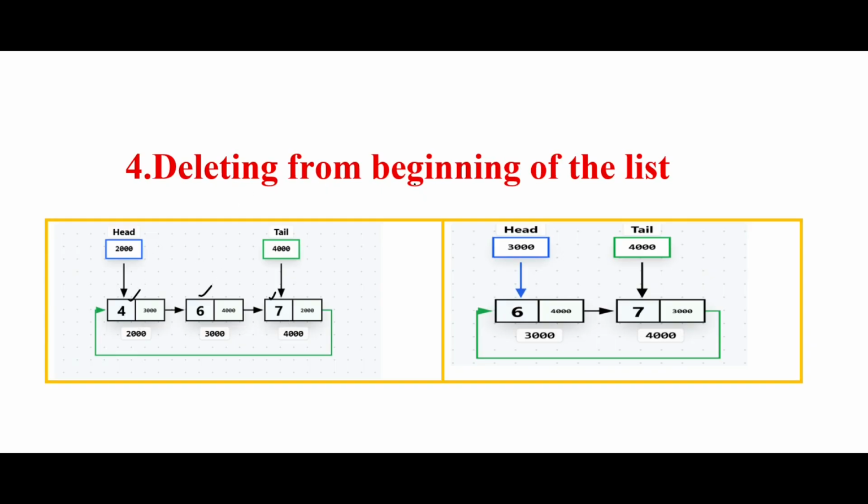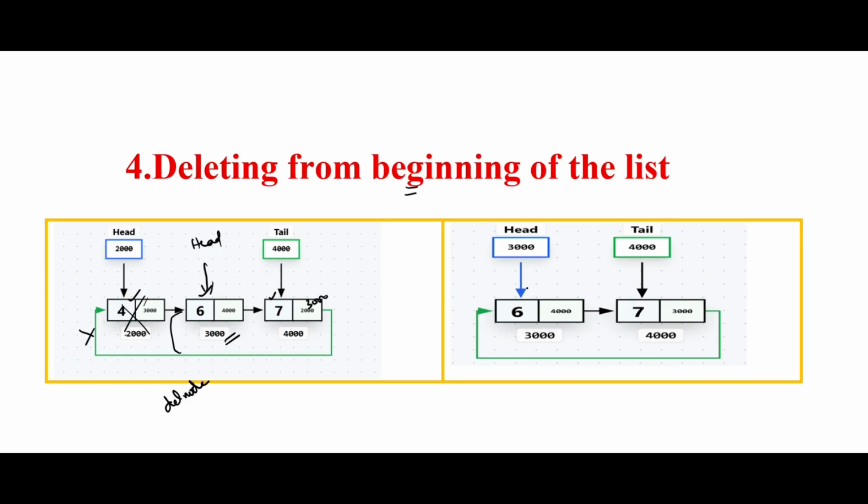And here, deleting from the beginning of the list. So this 4 I would like to delete. Once I delete it, 6 will become the head. So this will become head. And moreover, the tail, that means the last node's next, should contain this address 3000, so that it will point here. This link will be removed. The node which I'm going to delete is called the del node.